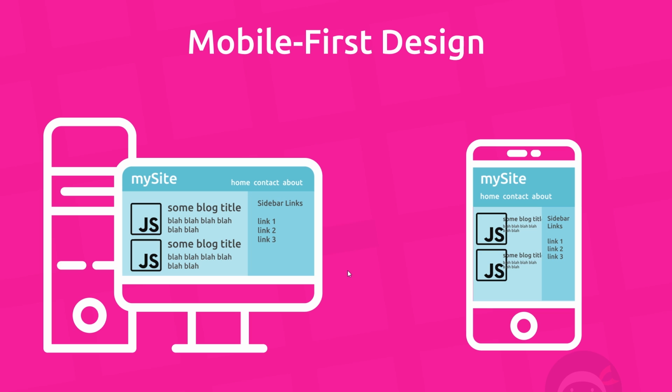So that's the approach we're going to be using in this series. We're going to code our site for mobiles first of all, then we'll develop it upwards for small tablets, then large tablets and laptops, and then finally desktops and larger screens.